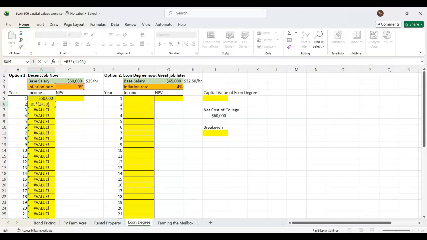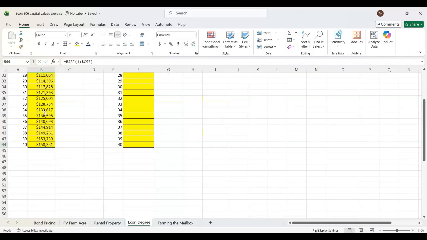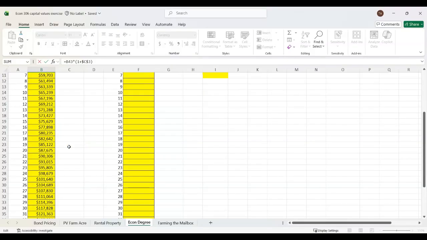What did I do wrong there? I've got to lock that inflation reference. There we go. Make sure you put the dollar sign in so it always uses C3. You can go all the way down to the bottom here and see that it's the previous value times 1 plus the growth rate, which is always parked in C3.